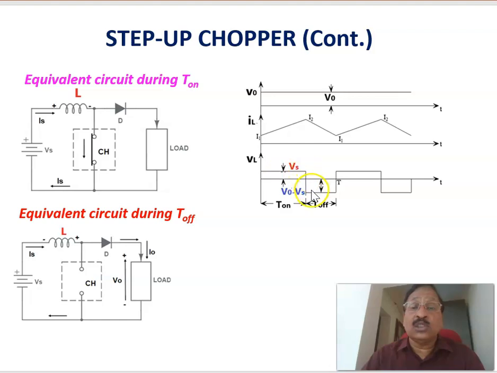Therefore, the positive flux should be the same as the negative flux. The change in net flux should be 0 after one switching period. That is called the volt-second balance concept, and it is needed to avoid saturation of the core. Let us see the derivation of this step-up chopper in the next slide.